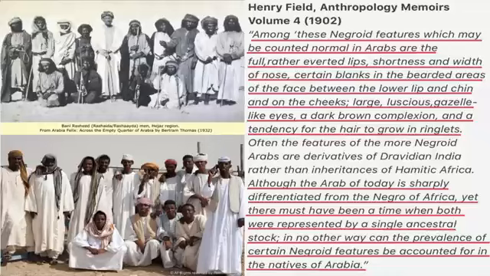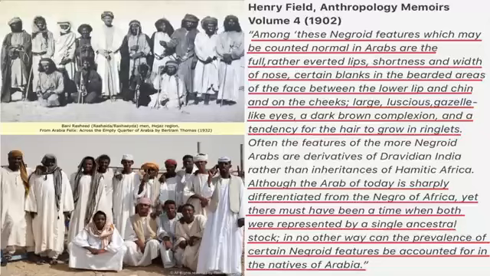He says, among these Negroid features which may be counted normal in Arabs are the full, rather everted lips, shortness and width of nose, certain blanks in the bearded areas of the face, between the lower lip and chin and on the cheeks, large, luscious, razor-like eyes, and dark brown complexion. That's the key thing, a dark brown complexion, and a tendency for the hair to grow in ringlets.